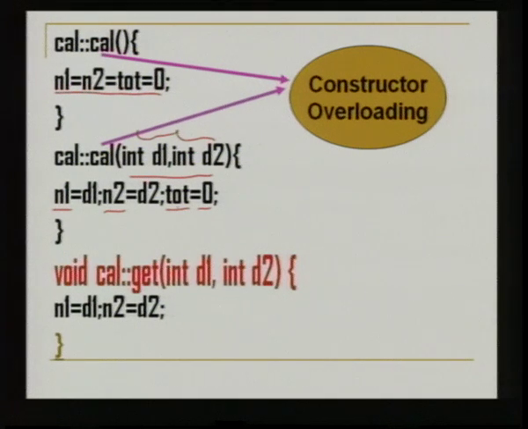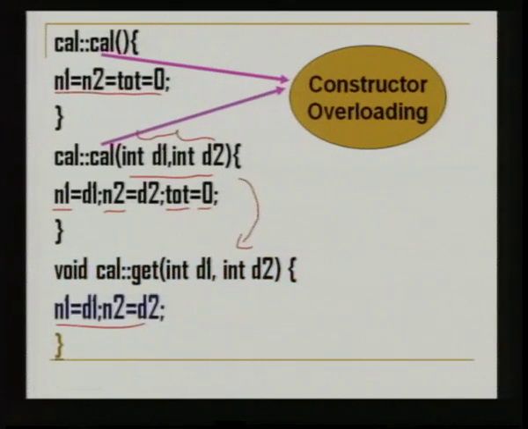Now, we are going to see the definition of the member function get. In get again you are having 2 arguments. Again you are initializing the 2 arguments and giving them as a result to n1 and n2. Now, you can very well see the difference between these 2 functions. Here also you are having initialization, here also you are having initialization, but if you see this third member, tot is also initialized, here that is not there.